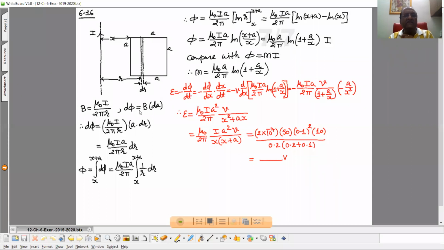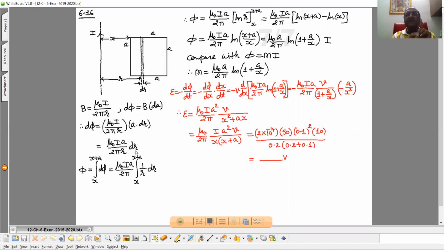So the flux associated with this particular thin strip is B into dA, the area of this strip into the magnetic field. Now this strip is at distance r from the wire, so the magnetic field is given by mu 0 I upon 2 pi r. And the area of this strip is length into breadth, so a into dr. So simply we can write mu 0 I a upon 2 pi r dr.